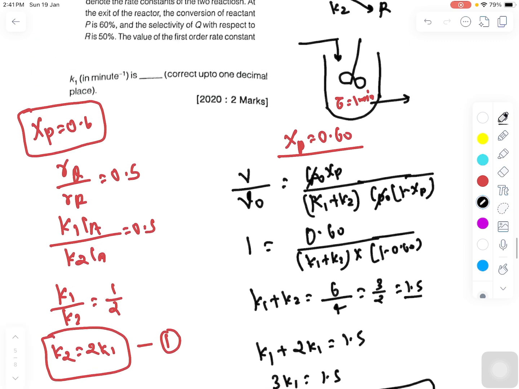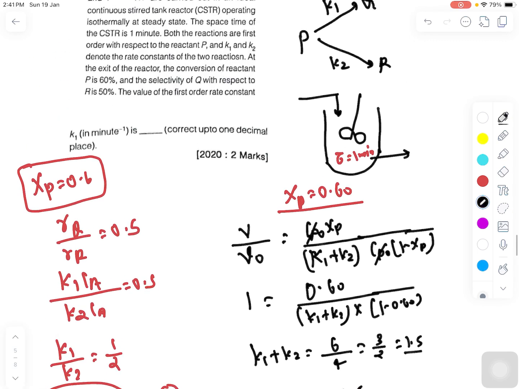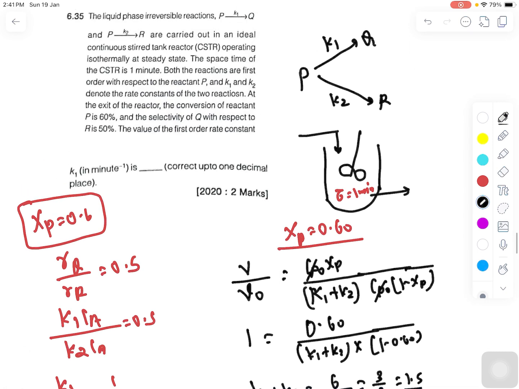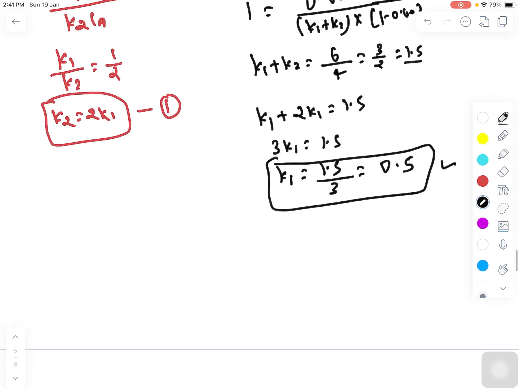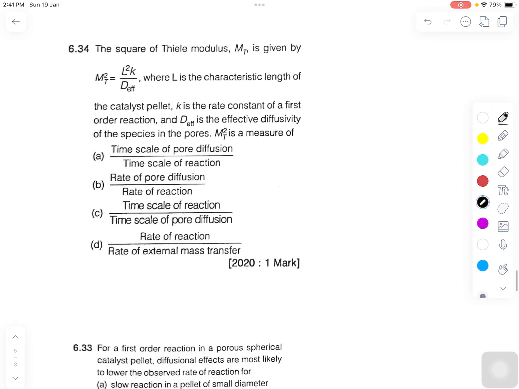Okay, this question was not very tough. This was from the ideal reactor condition kind of thing. A parallel reaction is happening in a CSTR, but this is an important kind of question that you can understand. In future such questions can be asked. Now the next question says that the square of Thiele modulus MT is given by MT square, that is equal to L square K divided by D effective.